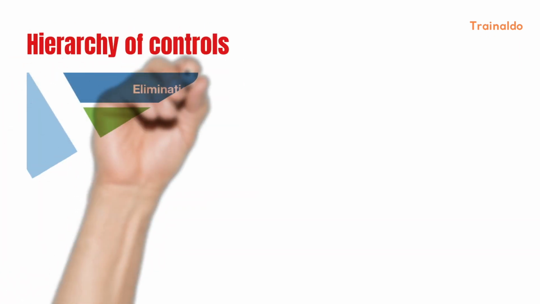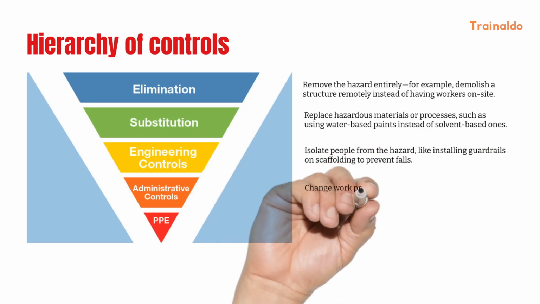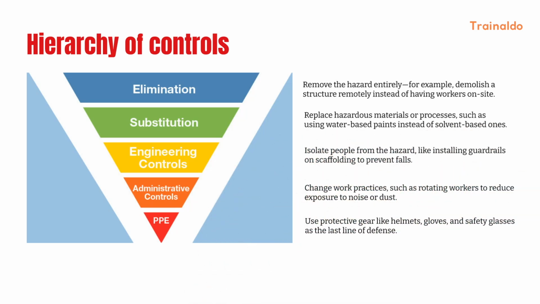Welcome to Module 2, the Hierarchy of Controls. Managing risks starts with identifying hazards and systematically applying the best possible measures to eliminate or reduce those risks. Elimination. The first step is eliminating the hazard.